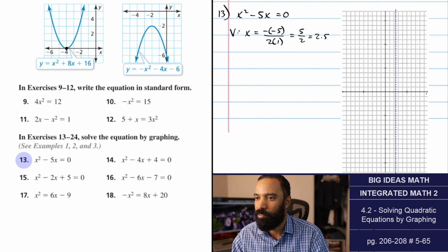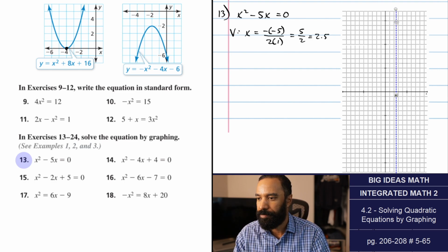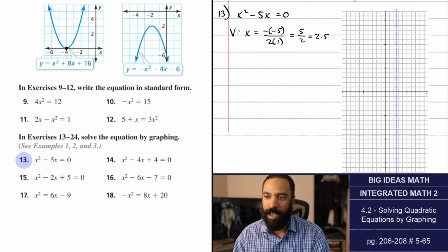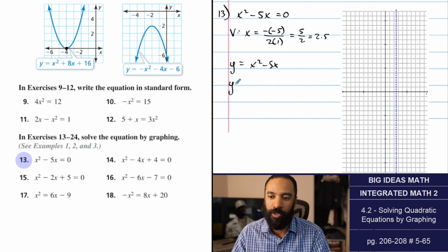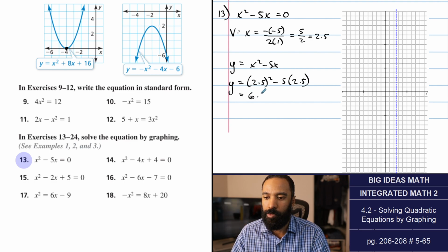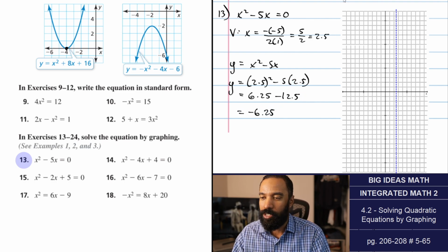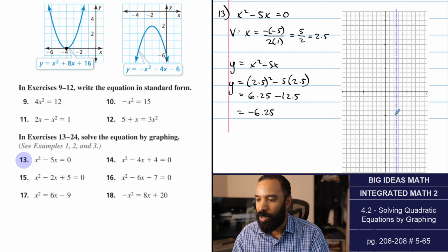Close enough. Let me try and fix that. At x equals 2.5, we have to find the y value off that. So we're going to substitute. Now remember, we're graphing y equals this, right? So we're looking at y equals x squared minus 5x. We're going to plug in 2.5. 2.5 squared minus 5 times 2.5, which is 6.25 minus 12.5, which is negative 6.25. So the vertex is at 2.5 comma negative 6.25.